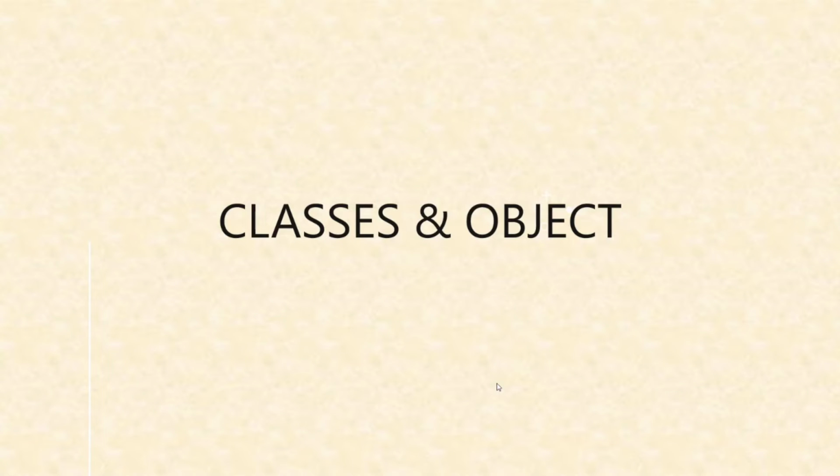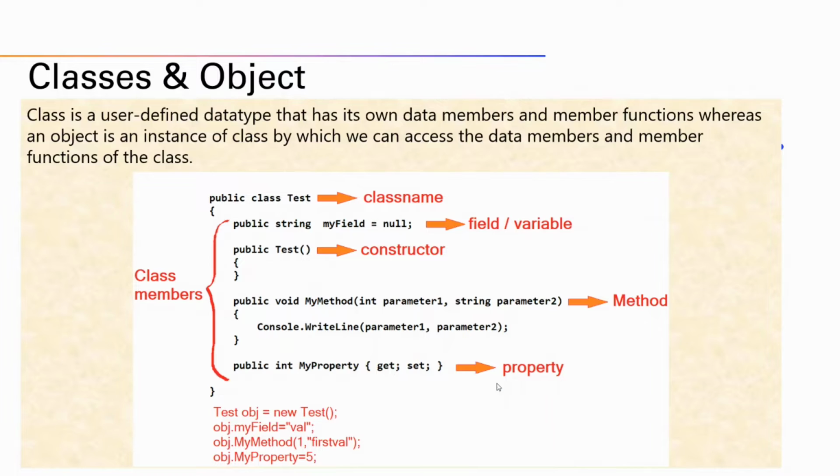Hi all, let's see classes and objects in C#. A class is a user-defined data type that has its own data members and member functions, whereas an object is an instance of the class by which we can access the data members and member functions of the class.